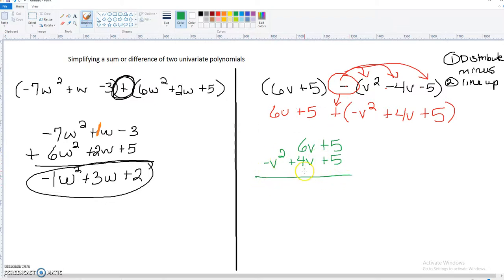Now we can treat it just like a regular addition problem. Well, we've got nothing to combine with this negative v squared, so it just comes down. And 6 plus 4 is 10v, and 5 plus 5 is 10. And then this becomes our answer.